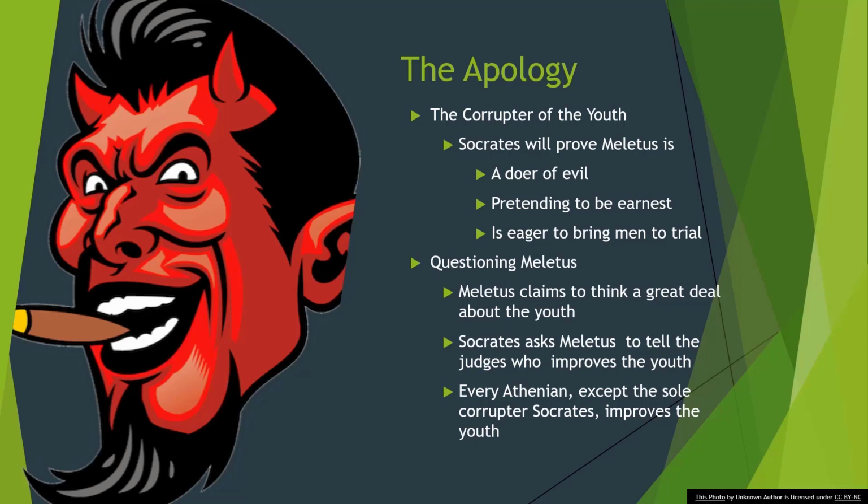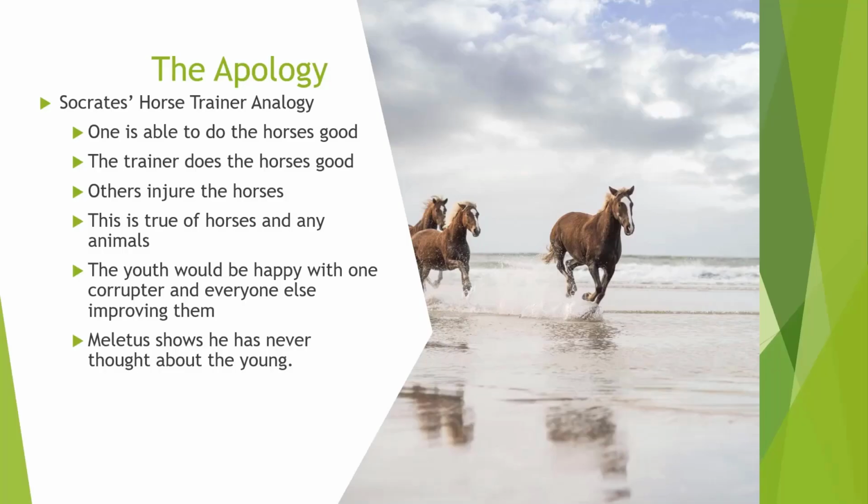Now Socrates has modified the charge. The initial charge against him is, of course, that he is a corrupter of the youth, and he has goaded and pushed Meletus into making the charge that Socrates is the sole, the only corrupter, and all other Athenians improve the youth. In response to this, Socrates presents the horse trainer analogy, and it goes like this.